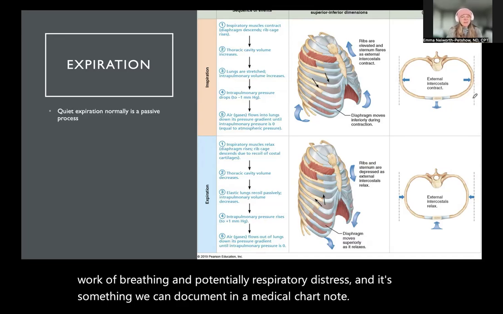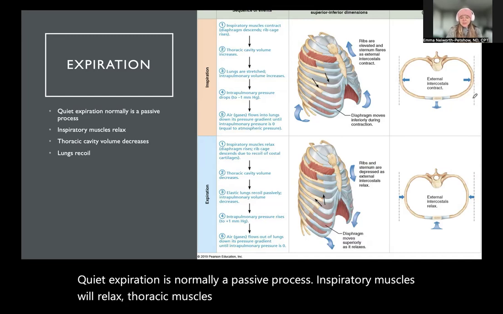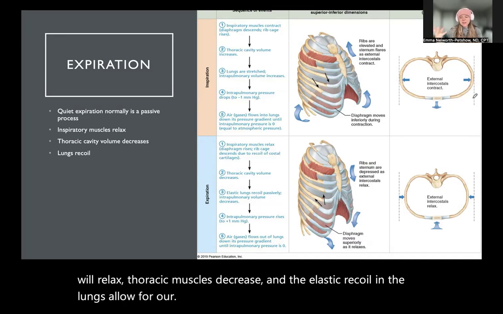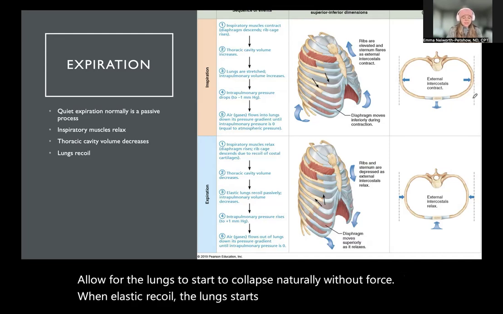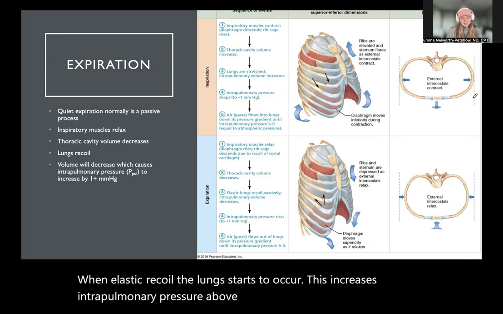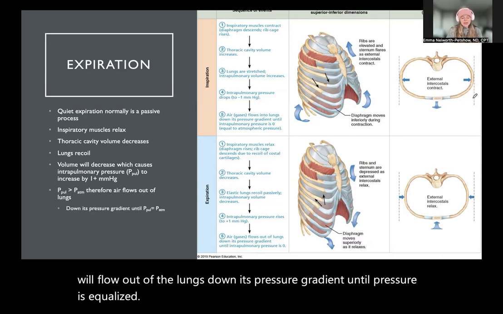Quiet expiration is normally a passive process. Inspiratory muscles will relax, thoracic volume will decrease, and the elastic recoil of the lungs allows the lungs to start to collapse naturally without force. When elastic recoil of the lungs starts to occur, this increases intrapulmonary pressure above atmospheric pressure. Therefore, air will flow out of the lungs down its pressure gradient until pressures equalize. No muscle contraction is required for expiration at rest.